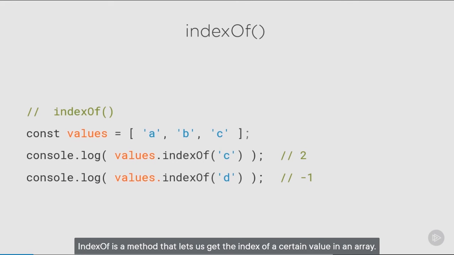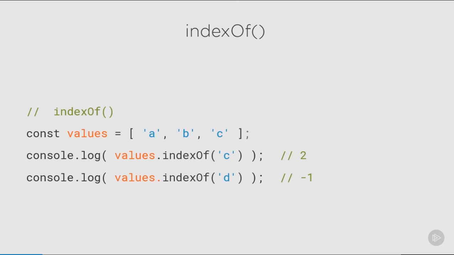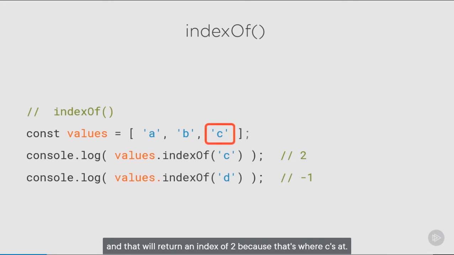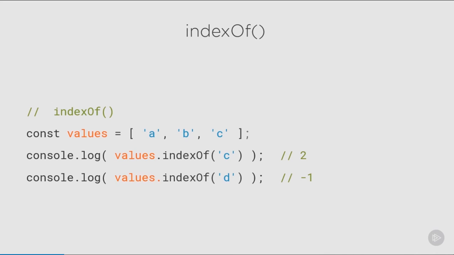indexOf is a method that lets us get the index of a certain value in an array. We're setting up a values array, and we're executing values.indexOf, passing it the string C. And that'll return an index of 2, because that's where C's at. But what if we search for something that doesn't exist in the array? Here we're searching for values.indexOf D, which doesn't exist. We'll get a -1. Remember, we don't get undefined. -1 shows us that we did the search and nothing came up.